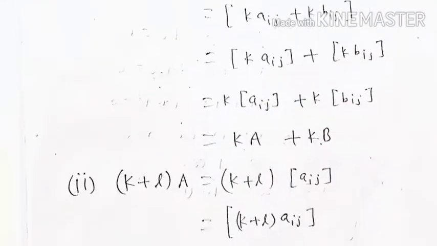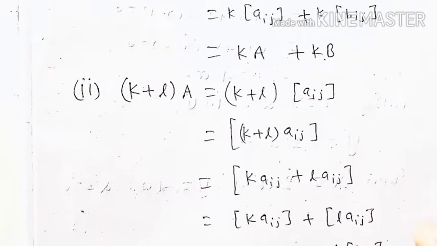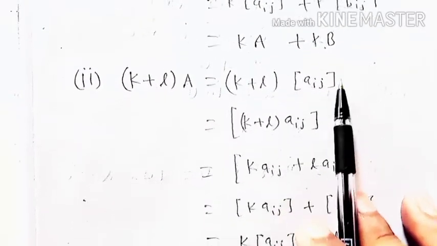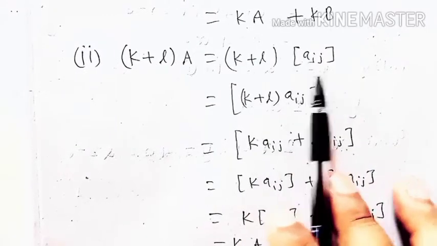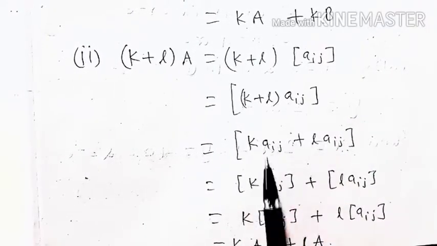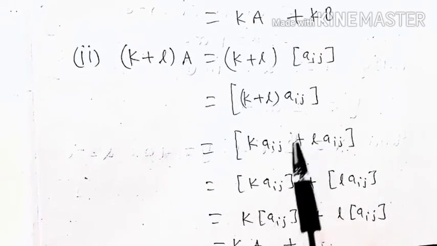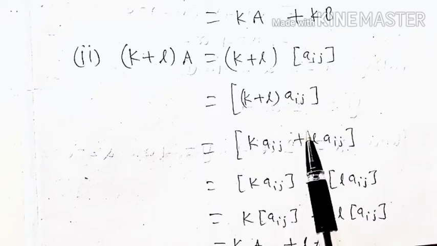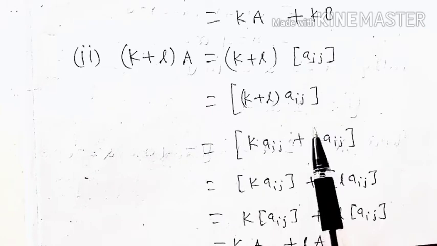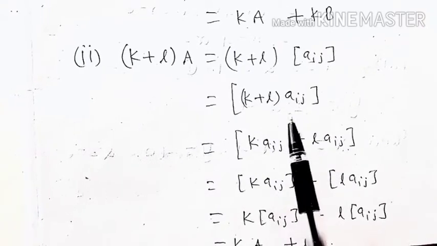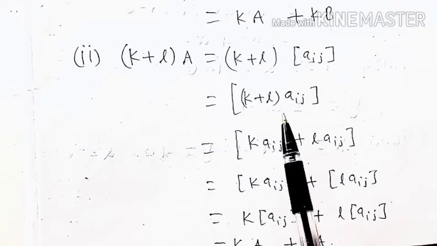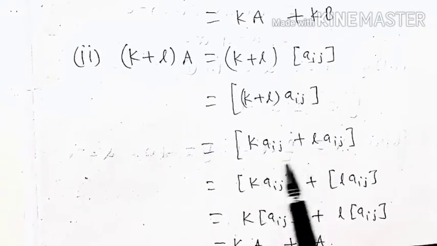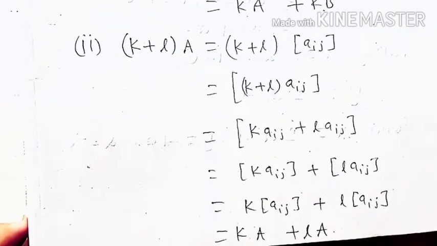Next property is K plus L into A. This is K plus L into aij. Here we have K plus L multiplied with the aij. Then we have K aij plus L aij. We are operating here in the way we operate on numbers. Here they are numbers, K plus L and aij. These are numbers, so we have such type of result. Then we have KA plus LA.